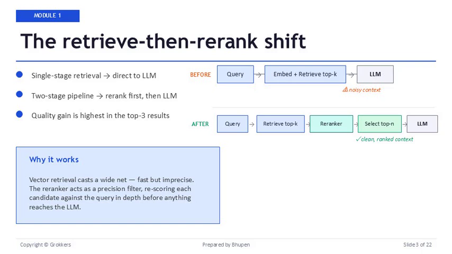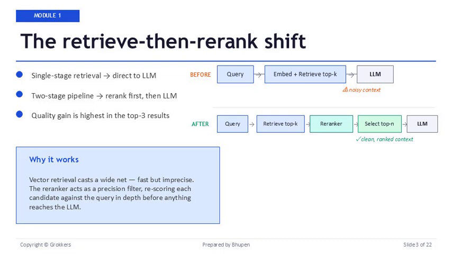Here is the big shift that changed everything in RAG design. Before re-ranking, pipelines were simple. Retrieve your top K documents and throw them straight at the LLM. Sounds efficient, right? But here's the problem. You are feeding your LLM a buffet of information where the tastiest dish might be buried under 3 plates of stale bread. The after pipeline adds one crucial step.